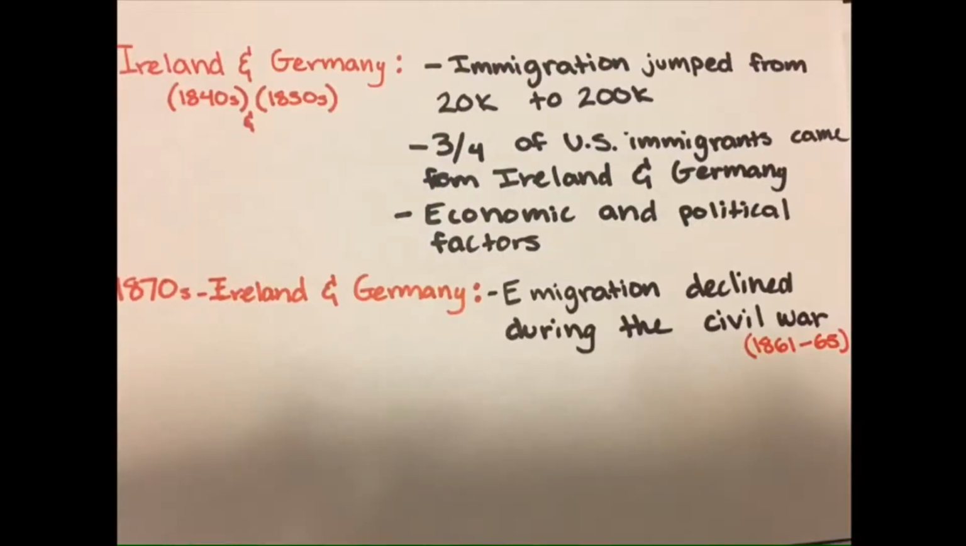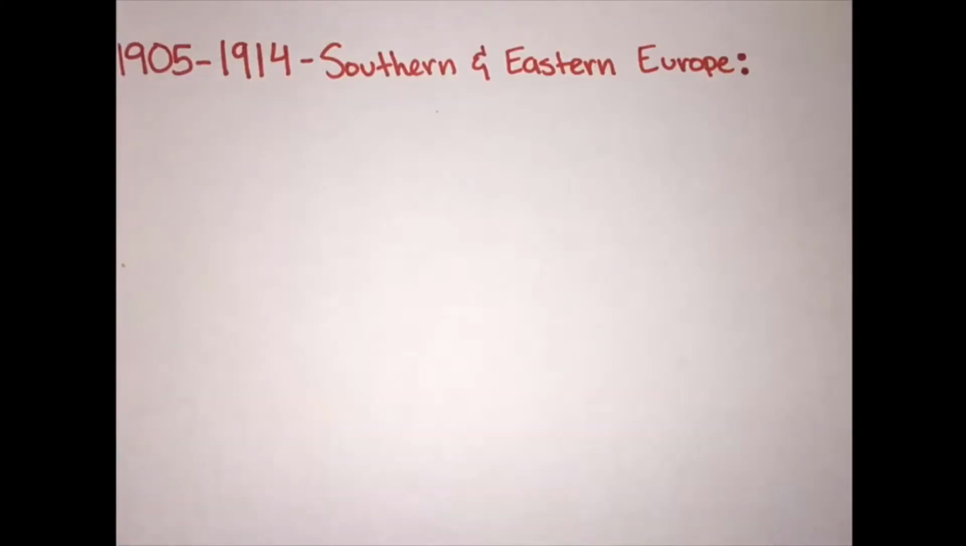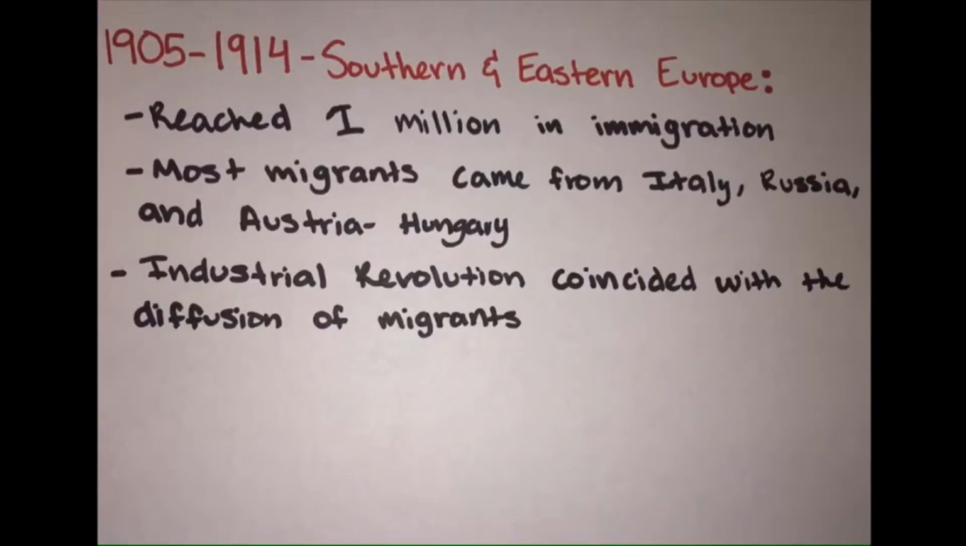In the 1870s, Ireland and Germany immigration declined during the Civil War, which was in 1861 through 65. 1880s, Scandinavia: about 500,000 migrants immigrated to the U.S. per year. Swedes and Norwegians also joined the U.S. The Industrial Revolution was also a cause of diffusion to Scandinavia. 1905 through 1914, Southern and Eastern Europe reached 1 million in immigration. Most migrants came from Italy, Russia, and Austria-Hungary. The Industrial Revolution coincided with the diffusion of migrants.